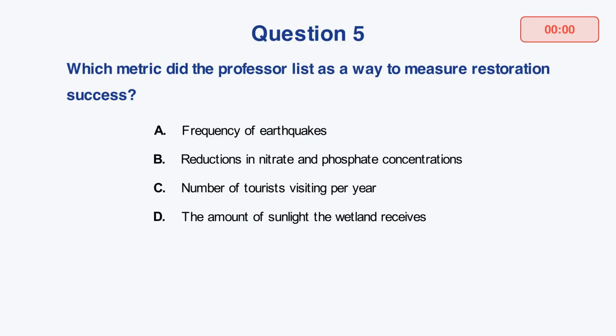Listen again to part of the lecture. Then answer the question. If we restore the natural hydrology, the wetland can reestablish seasonal inundation patterns that support native vegetation and denitrification processes.